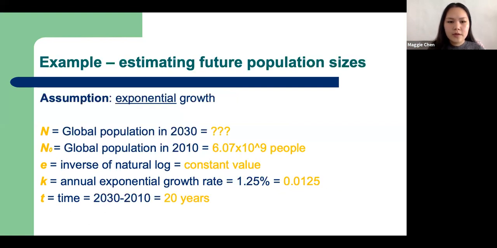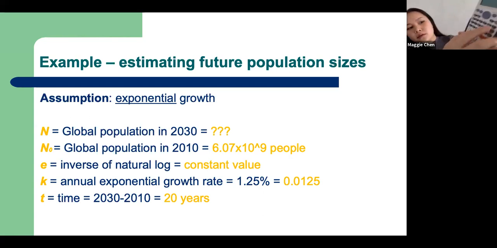So as an example, if we were going to be looking at exponential growth and say we are trying to estimate future population sizes, say we want to look at the global population in 2030, we would be looking for N. So what would that be? Say right now our N naught, our population in 2010, we're given 6.07 times 10 to the 9 people as our initial population at 2010. Our e is the inverse of natural log. We can find that right on our scientific calculator, which is going to be the inverse of ln.